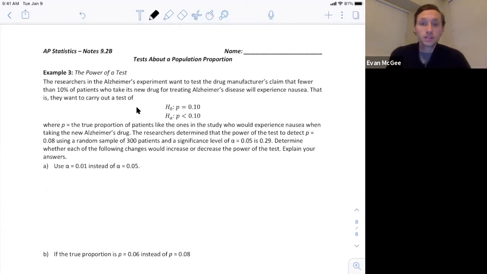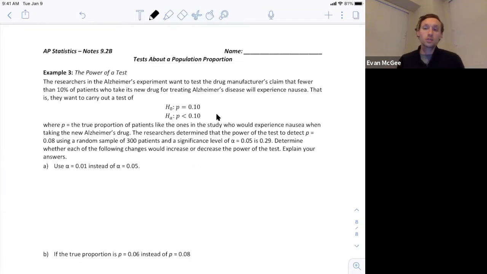That is, they want to carry out a test of the null hypothesis, the proportion is equal to 10%. The alternative is that the proportion is less than 10%. So they want to show evidence for the alternative that p is less than 10%, where p is the true proportion of patients, like the ones in the study, who would experience nausea when taking the new Alzheimer's drug.